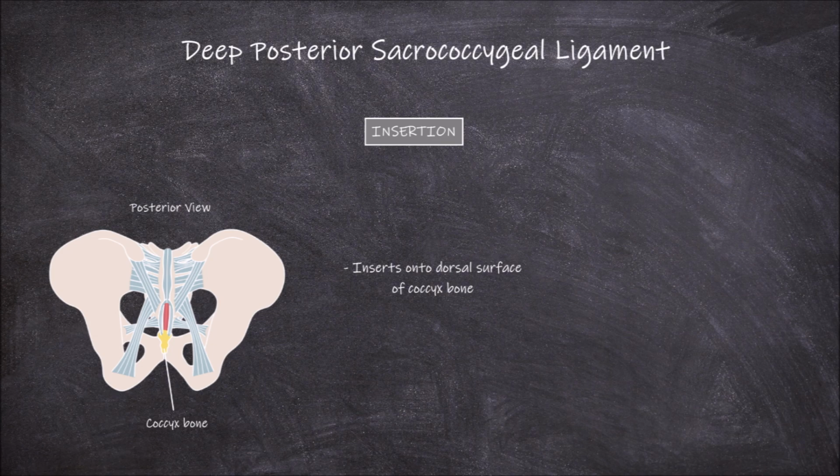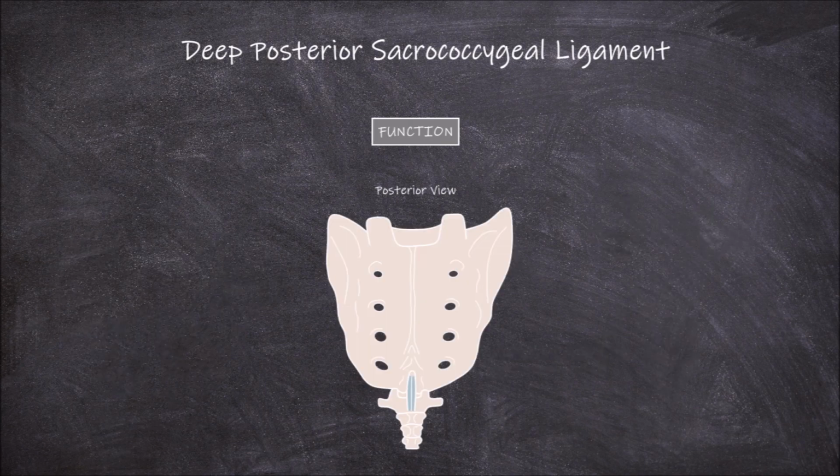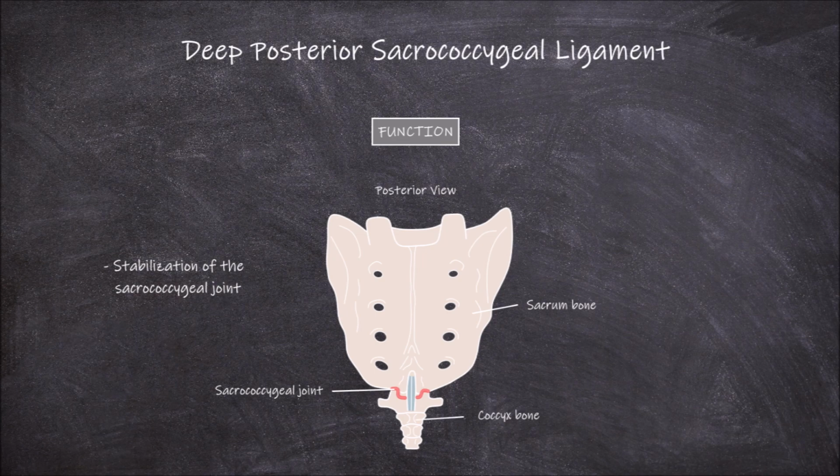If we take a closer look at the posterior view of the coccyx bone, we can see highlighted in red where this ligament inserts onto this bone. What is the function of this ligament? This ligament's primary function is in providing support and stabilizing the sacrococcygeal joint, which is the symphysis between the sacrum bone and the coccyx bone.